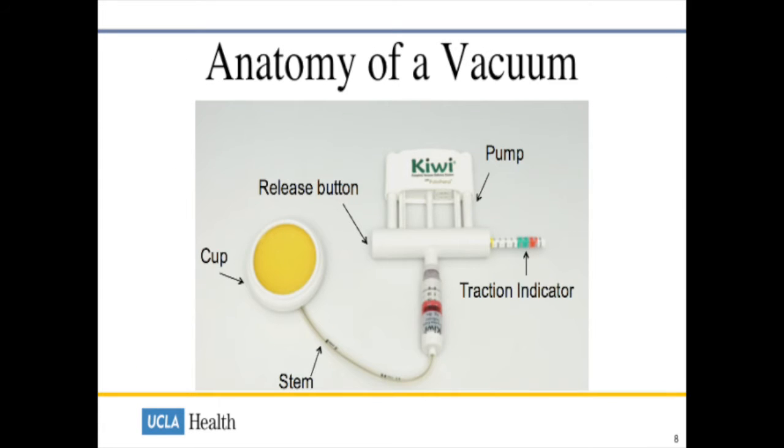Now let's take a look at the vacuum more closely. The vacuum has a cup that is applied to the fetal head, a stem, a pump, and a traction indicator that allows you to know that the suction is sufficient. And there is also a release button.